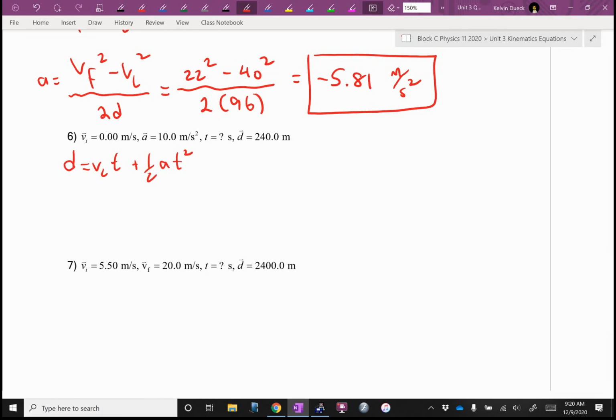Those of you that did pre-calc 11 or Foundations of Math 11 or 12 already, what kind of equation is this? It's a quadratic. How do I know? It's got a squared in it. How would you solve that? Make it equal to 0, quadratic formula. But we don't know that yet.